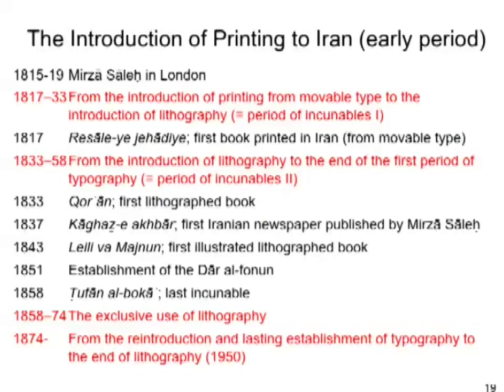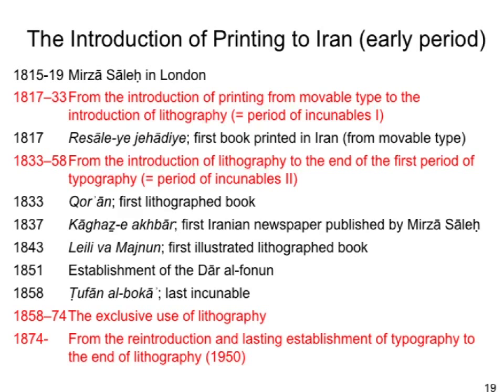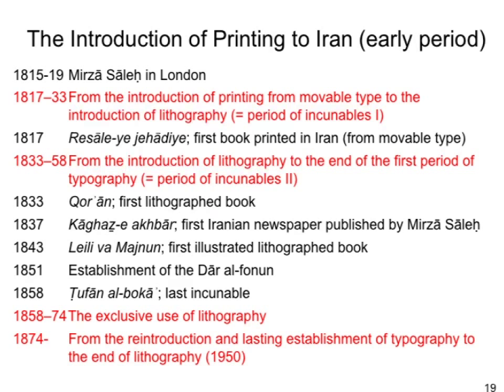The year 1851 witnessed the establishment of the Darul-Funun, the Tehran Polytechnical College that was to publish a number of important manuals of instruction, as already mentioned, above all in the modern art of warfare. All the books published at the Darul-Funun were printed by lithography. The second phase of printing in Iran peters out with editions of the popular martyrological work Tufan al-Bukhar, The Deluge of Tears, printed from movable type in 1856, 57, and 58.